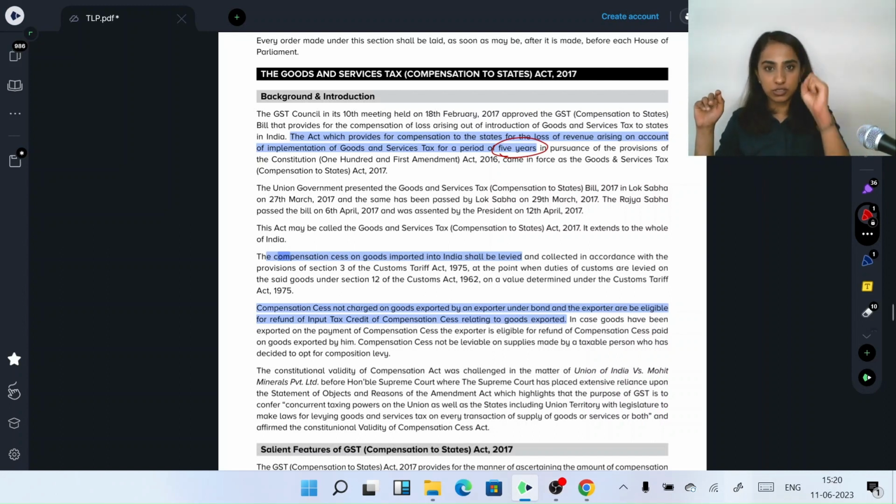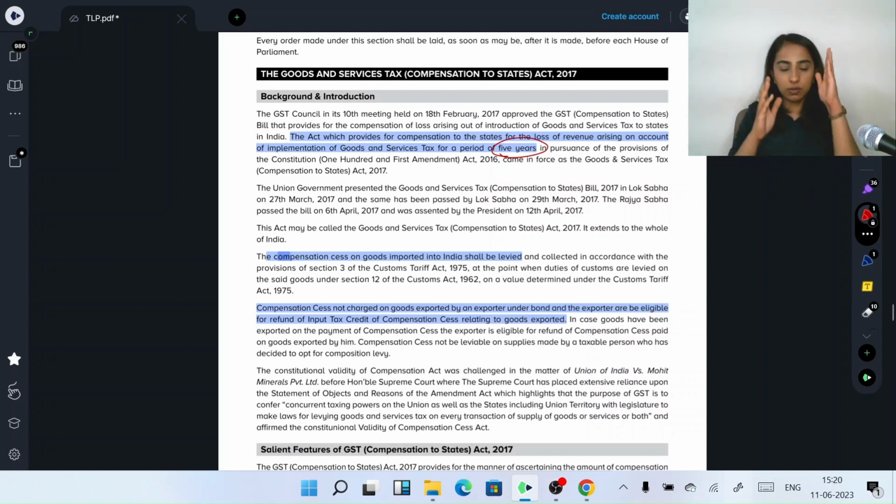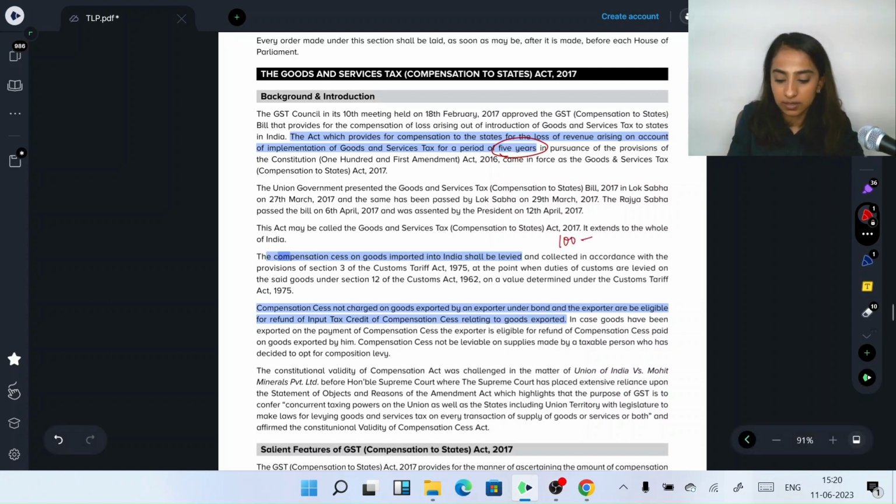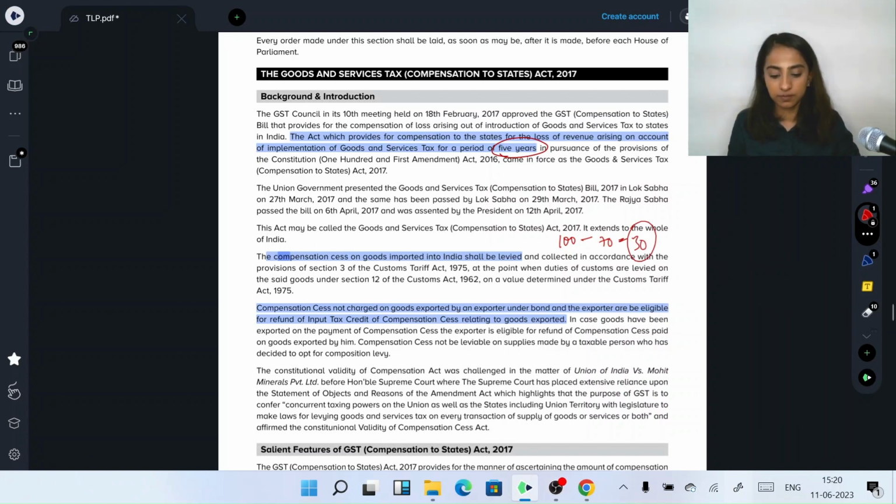So they took the base year revenue, and then they took projected revenues for the next 5 years, and then they calculated what they are actually earning every year. So again, in my same example, 100 was what they were earning earlier, 70 was what they earned because of GST. This 30 they started giving as compensation to states over 5 years. Got it? Understood? So this is a very simple thing.